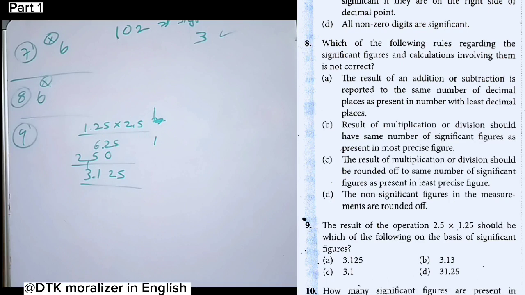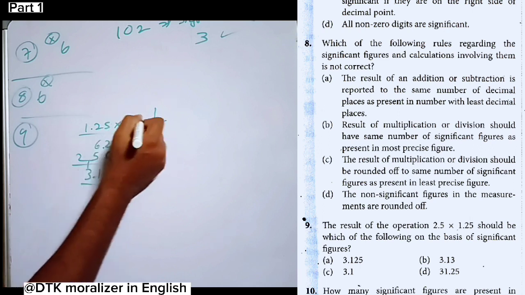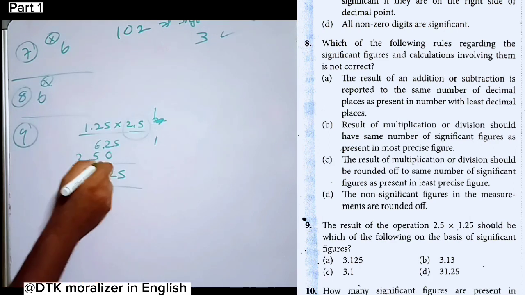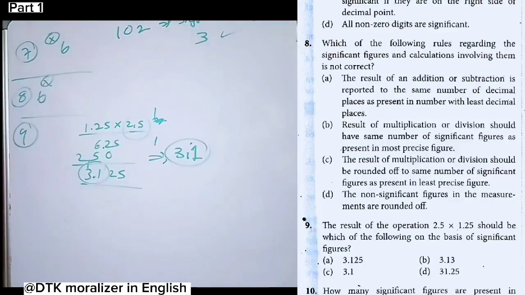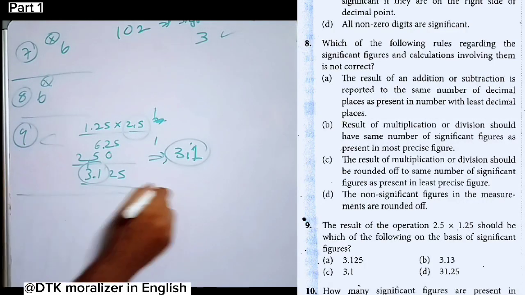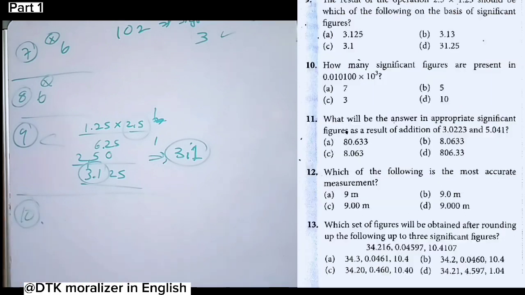So here the answer would be 3.125. For the most precise figure, we take the least significant figures. So here rounding off would be like 3.1. As you can see, we take this, and here the answer is 3.1. So option C, right.